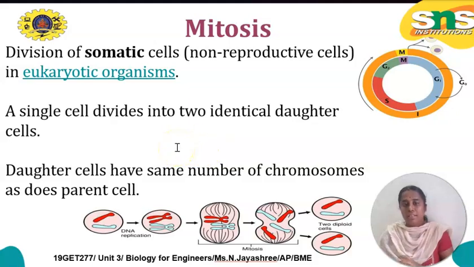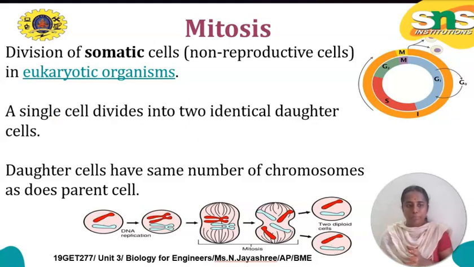A single cell divides into two identical daughter cells, as we already saw in the graphical representation. The daughter cells have the same number of chromosomes as the parent cell. Let us see this with the diagram. If initially there are two chromosomes present in the parent cell, the DNA is duplicated in the synthesis stage, and the spindle fiber is formed. Again, the chromosomes are divided into two, duplicated, and form the daughter cells, and finally you get two diploid cells. That is mitosis.